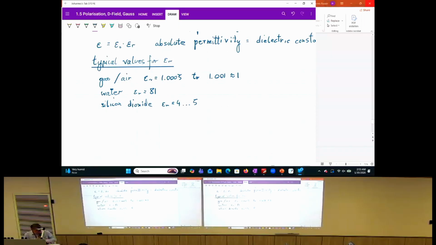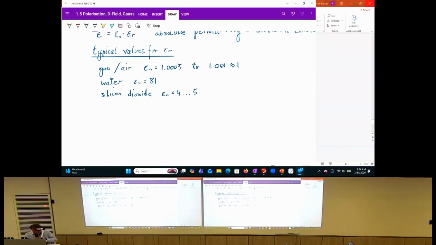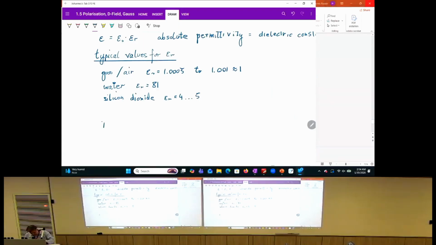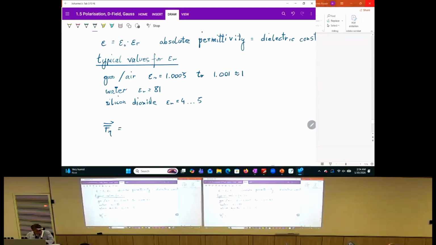So we are going to use this Coulomb's law, and we see now that the force depends not only on the charges but also on the type of materials involved. So this is a relation of the force on a charge versus the force that would be acting on it if it was in vacuum.